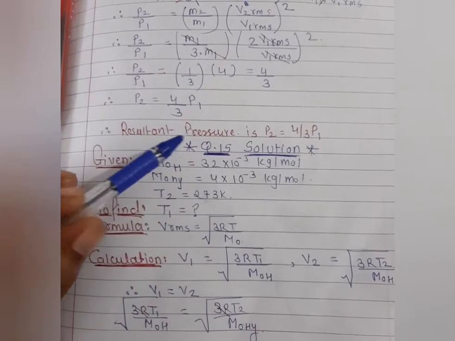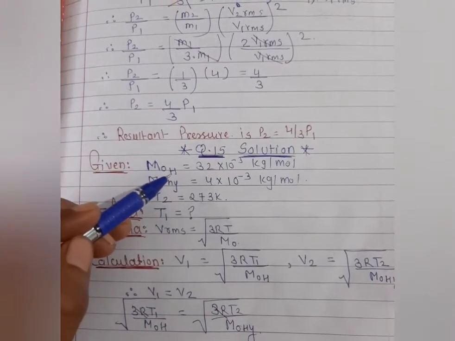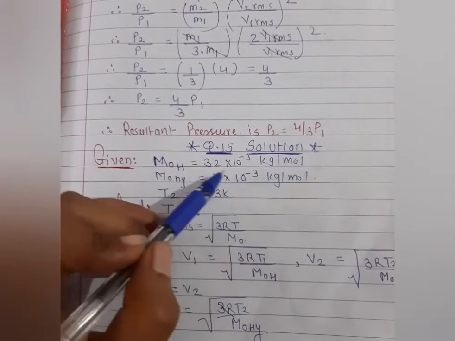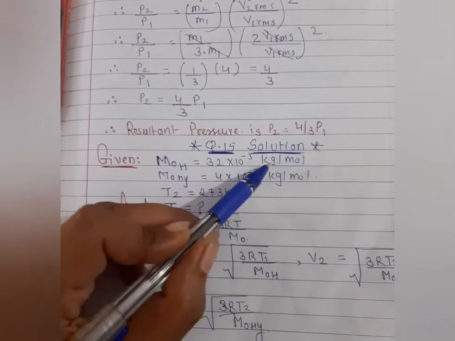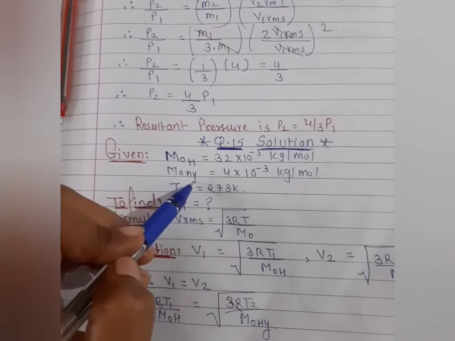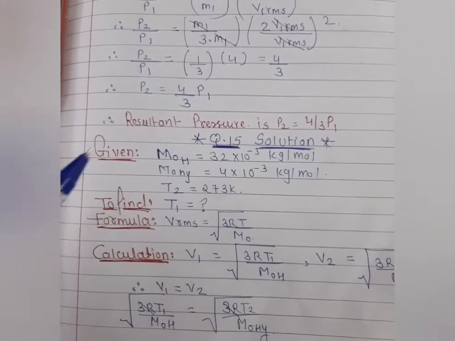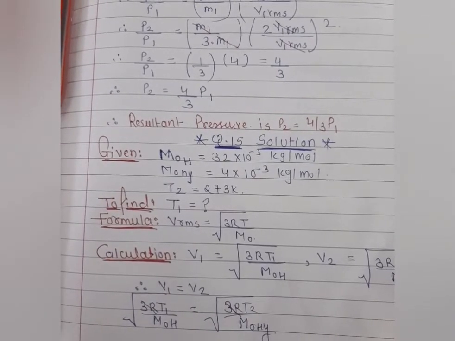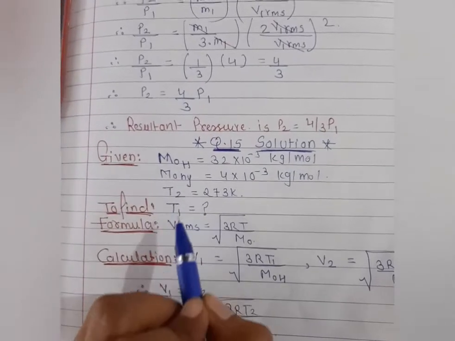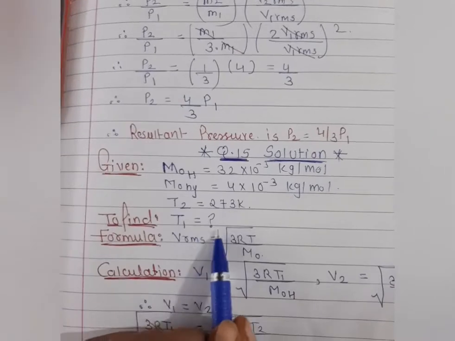So here we have the solution of question number 15, students. The molar mass of oxygen is 32 per mole given. Let me convert it into kilograms: 32 into 10 to the minus 3 kg per mole, and helium is 4 into 10 to the minus 3 kg per mole. At what temperature will the oxygen and helium have the same RMS value? Let me take that temperature as T1.